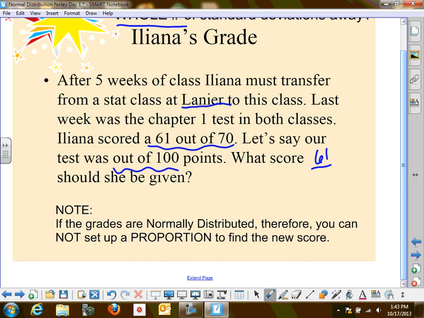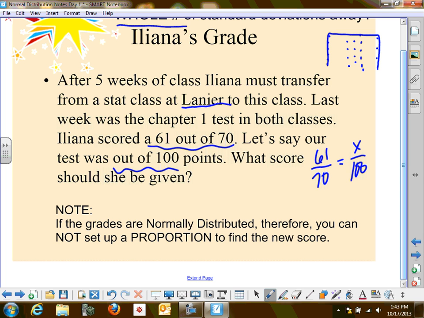Yep. 61 over 70 is how much over 100? Okay? This is the proportionate method. This is going to happen if everything has the same value and there were the same amount of zeros as 50s, as 100s, as 61s. Is that what's probably happening on these test scores?